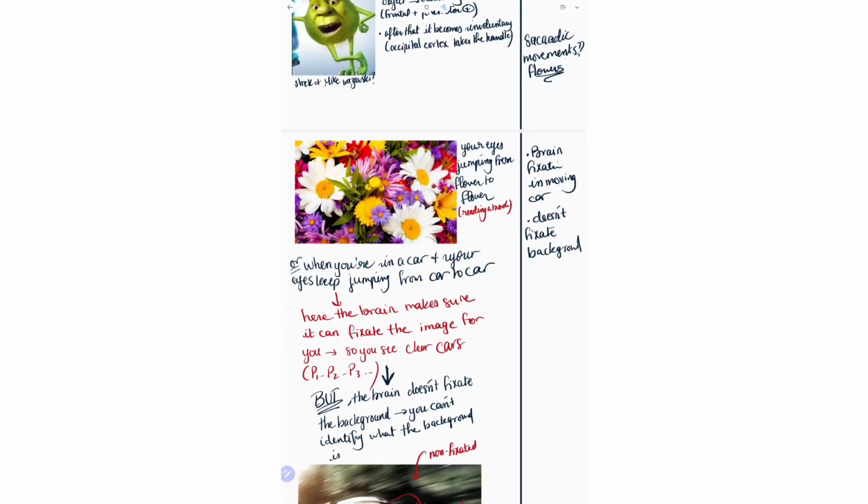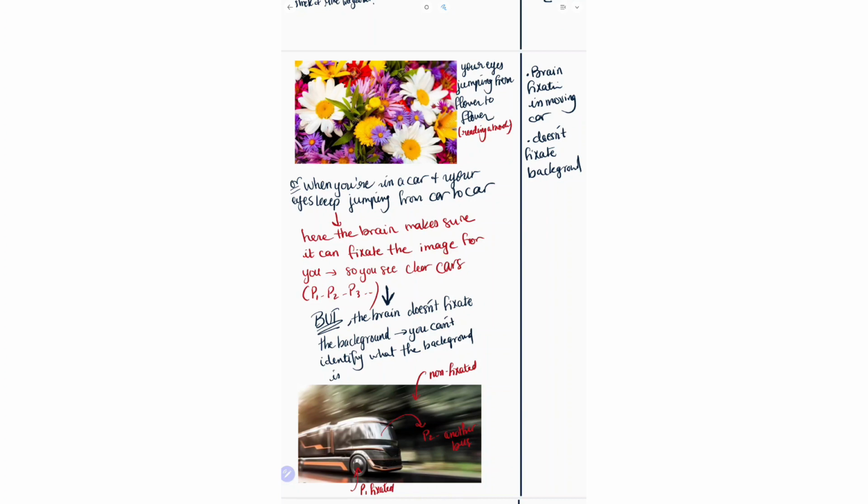Saccadic movements. Saccadic movements is when your eyes jump from something to something. So if you look at this picture, your eyes are going to jump from this flower to this flower to this flower and so on. So this is exactly what saccadic movement is, okay? Or when you read a book, when your eyes jump from word to word, that's exactly what saccadic movements are as well, okay?